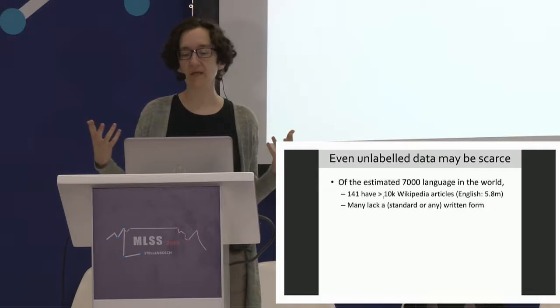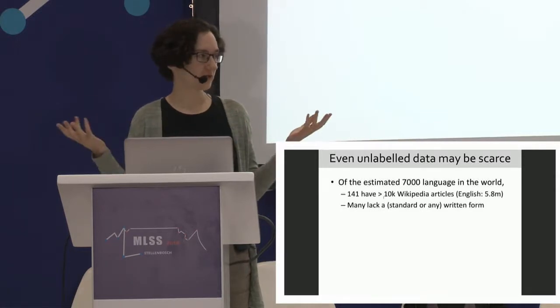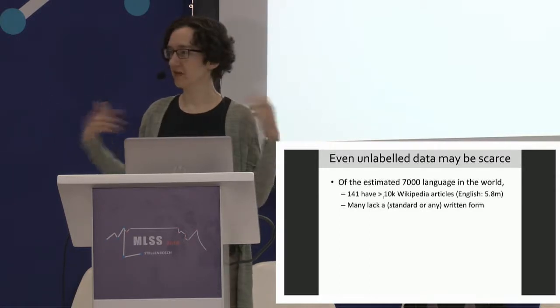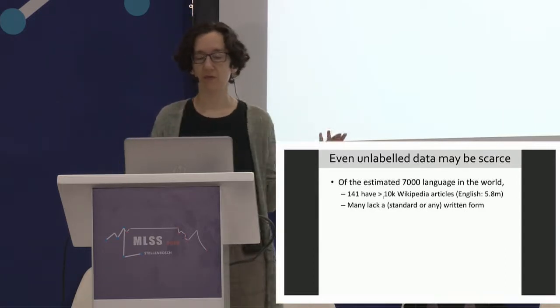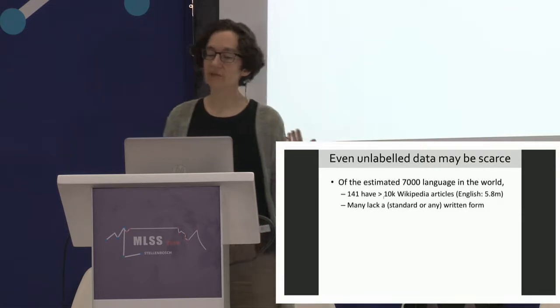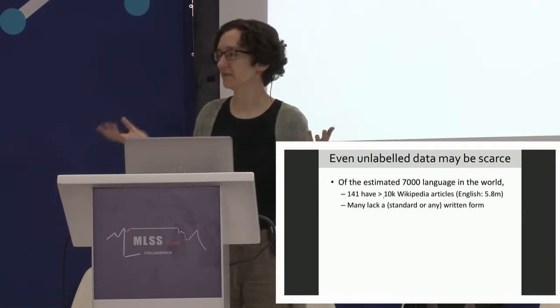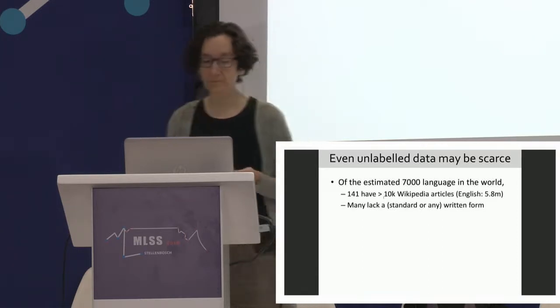If you look in Wikipedia, English has about 5.8 million articles written in English. And that's, of course, a great source of unlabeled data to train gigantic billion-word language models in English. But if you look at other languages, only about 141 of them out of 7,000 have more than 10,000 Wikipedia articles. And even 10,000 is a lot less than 5.8 million. Right? So that's a problem right there.